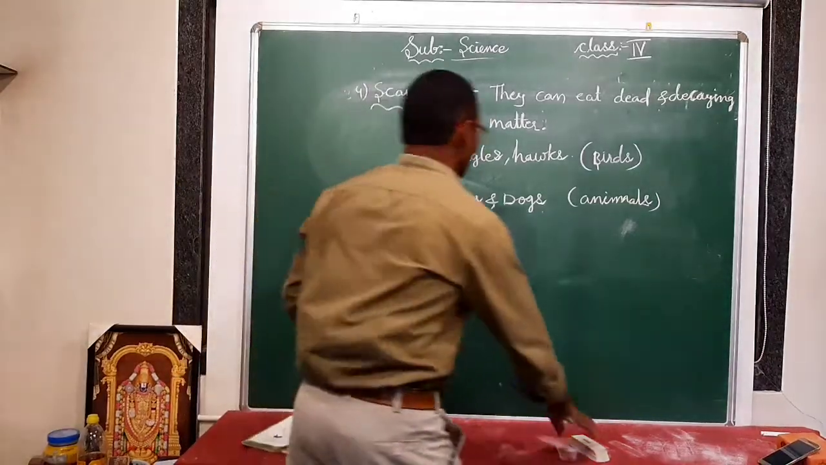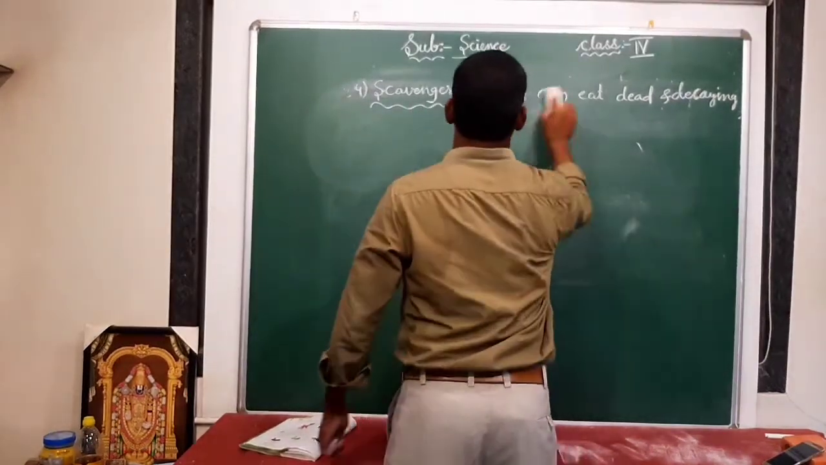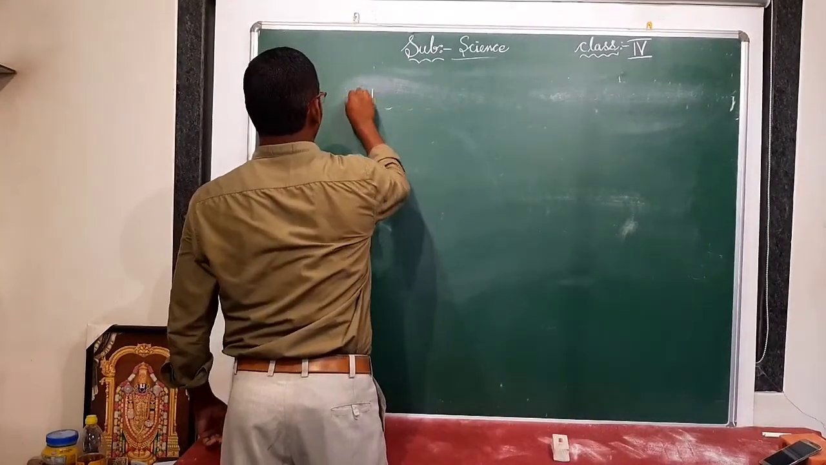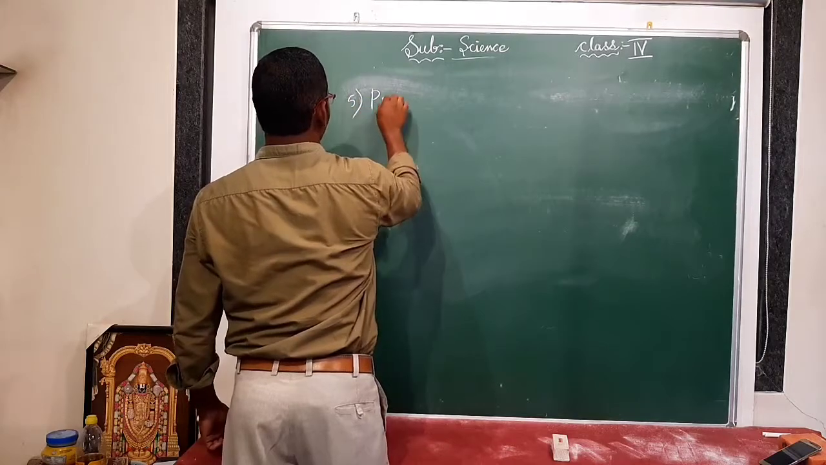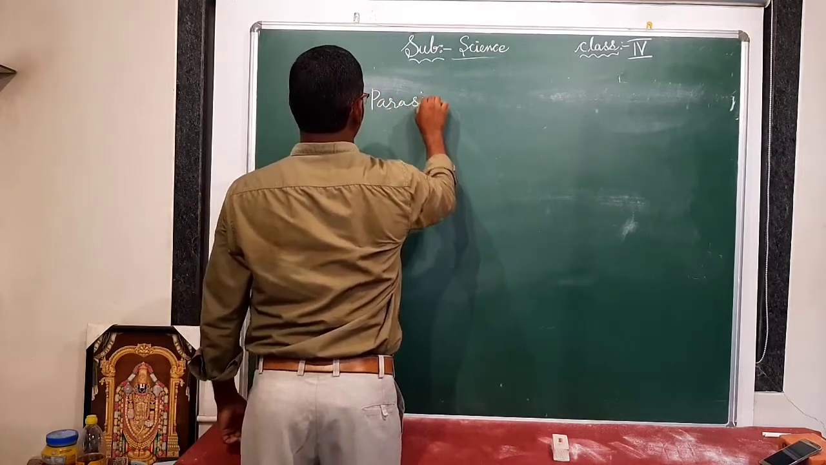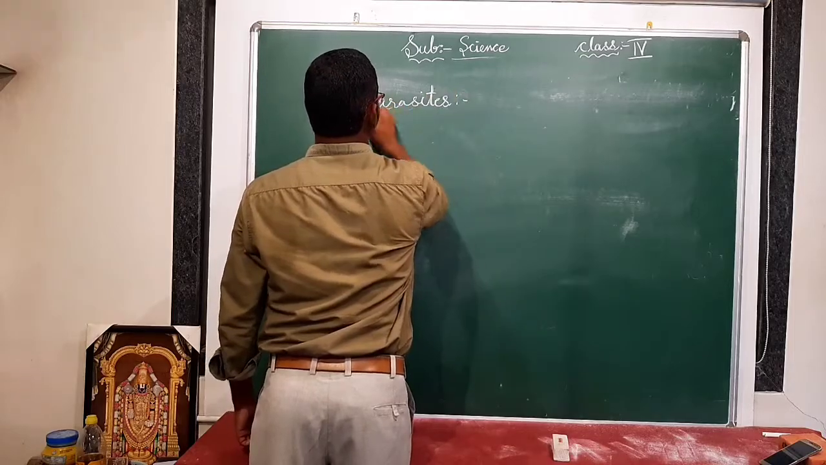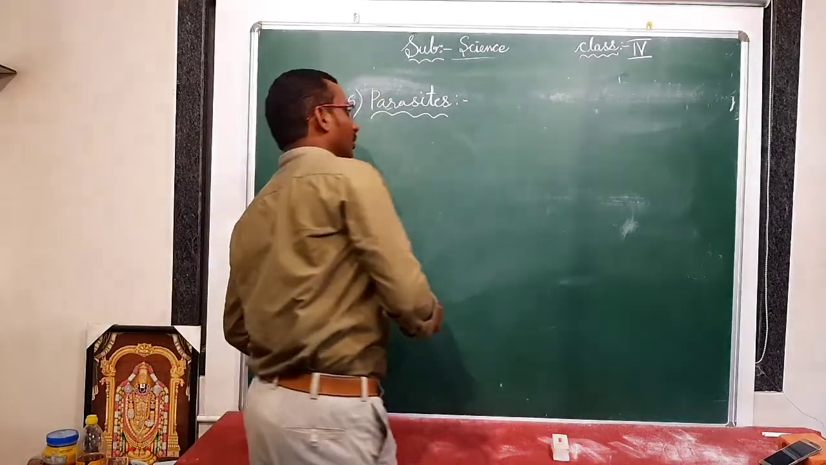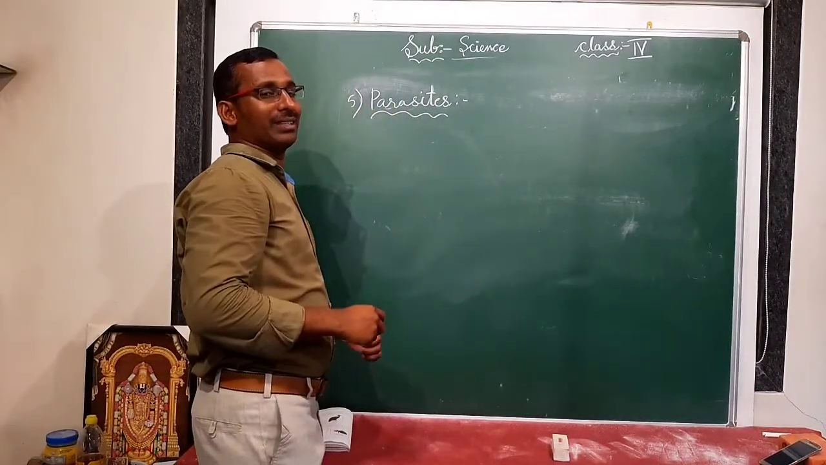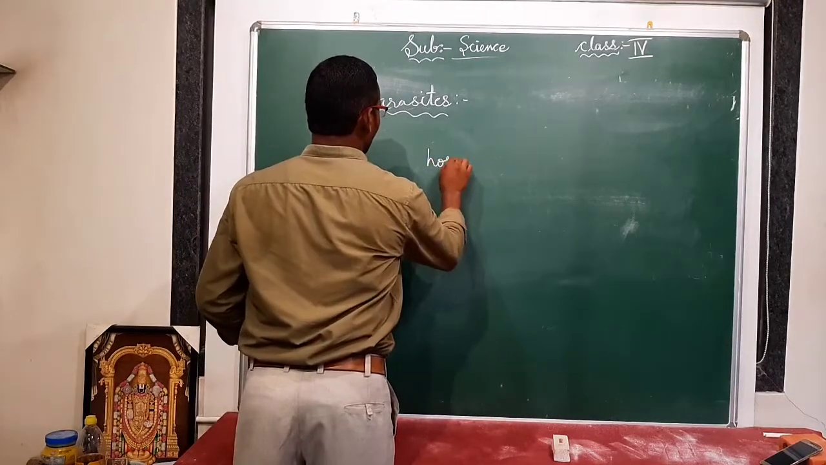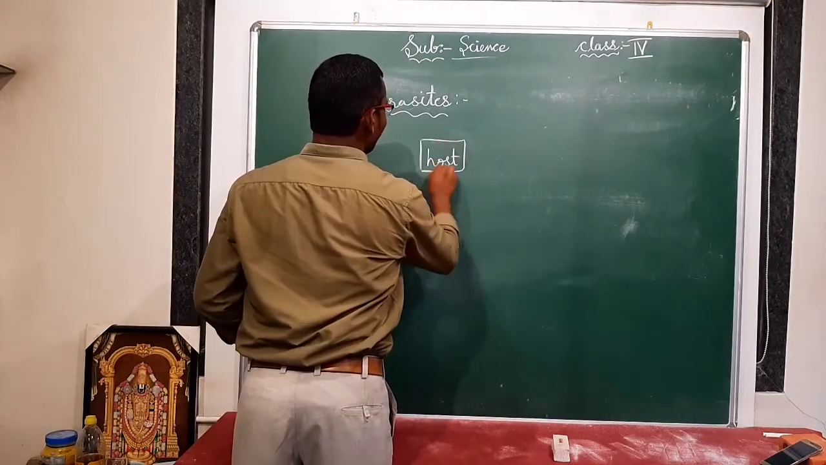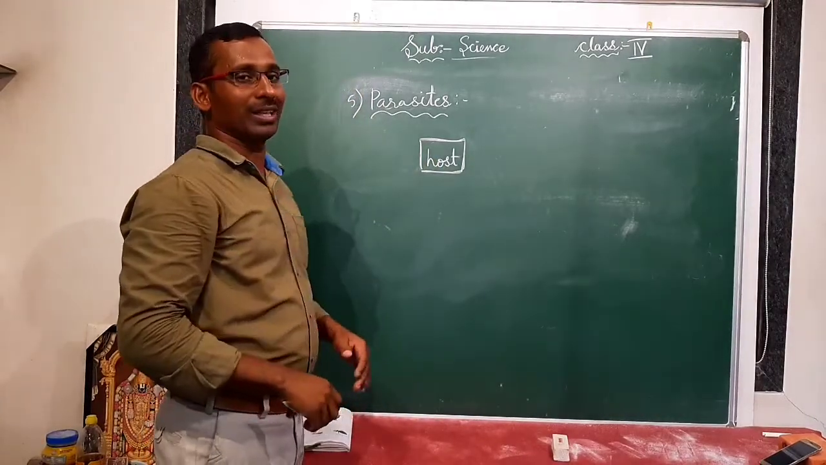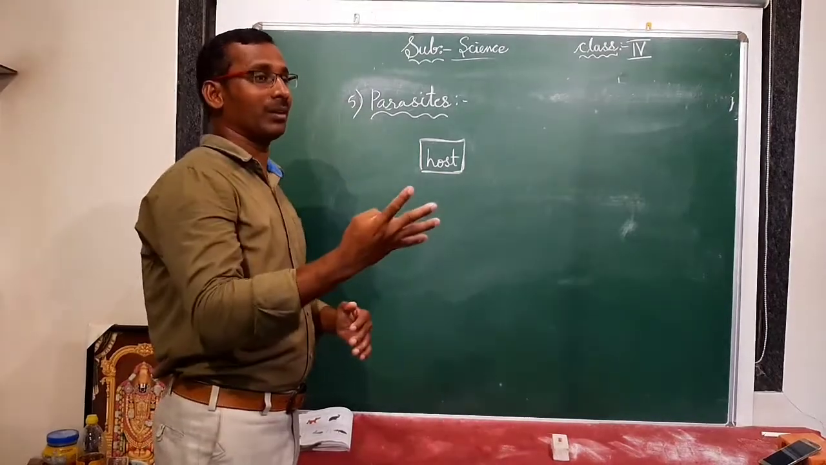Okay. Next, another one is parasites. This is the fifth one. Parasites are nothing but animals living on other animals. The animal on which they live is called a host. So they need a host. What are the examples? Which animals are living on other animals?